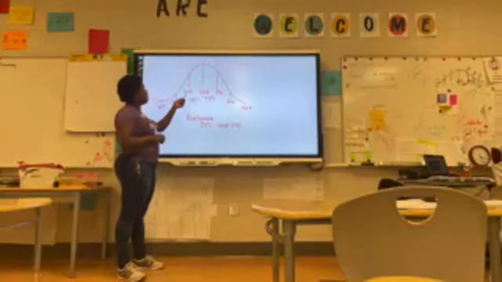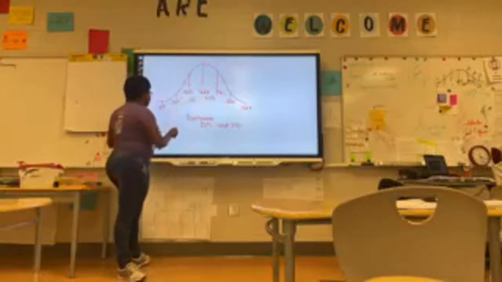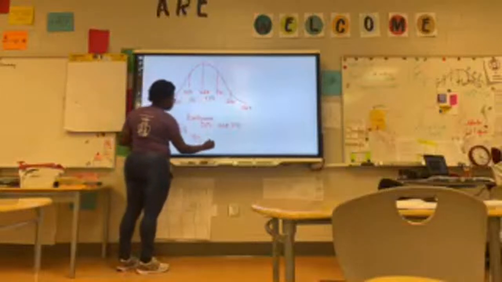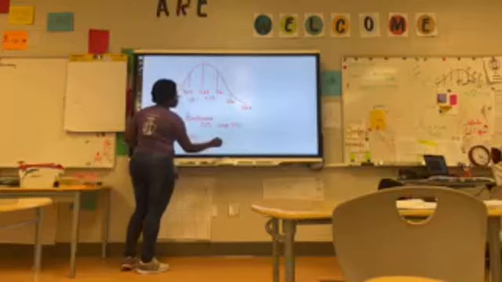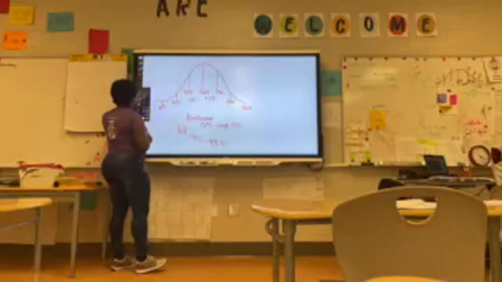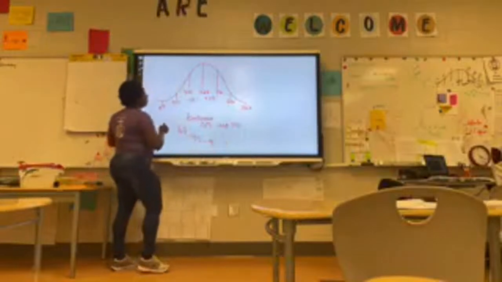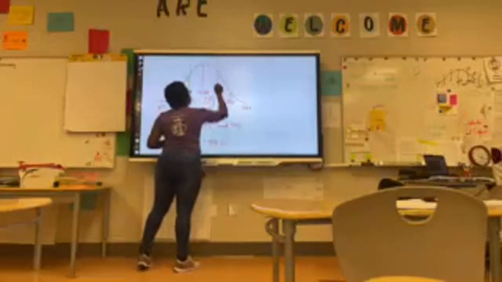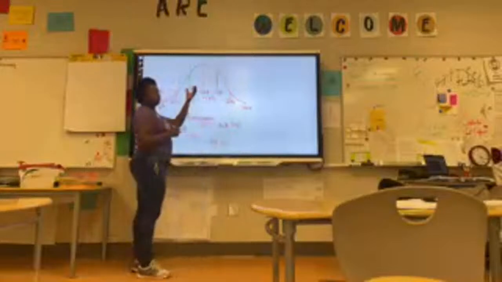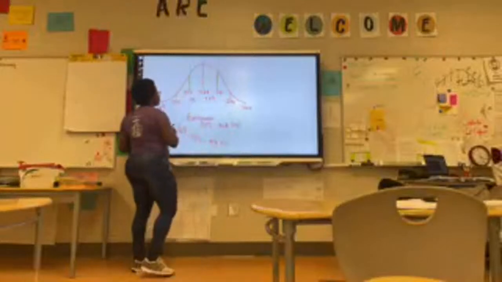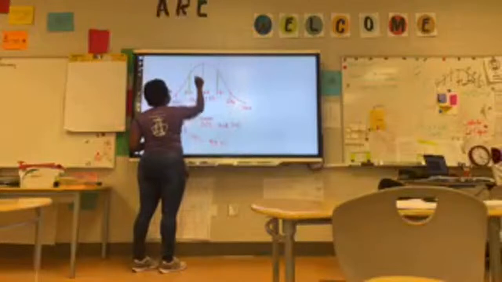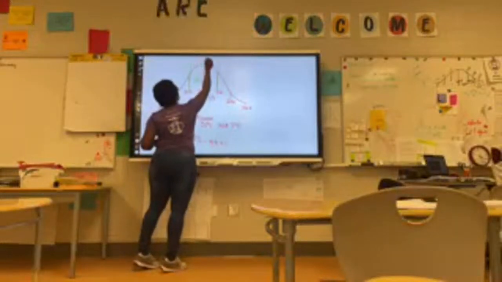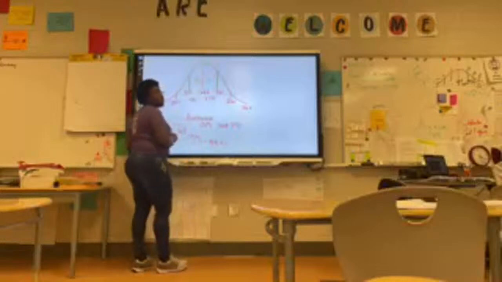As I was saying to you, you guys know the 68, the 95, and the 99.7% rule. So all you have to do is to identify the numbers they gave you, which is right here, and right here, and tell the percentage that falls between one standard deviation, which here is 34, here is 34. So the total thing is 68%.